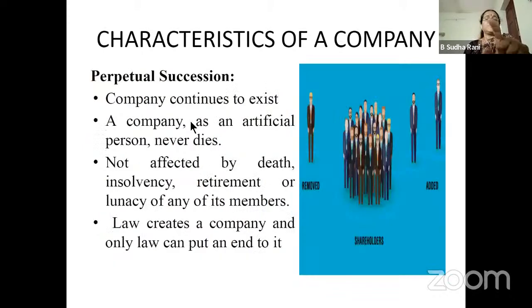The next one is perpetual succession. That means joint stock companies have a continuous existence. The existence of the company will not get affected by the removal of some persons or by the addition of many others. So members may come and go, but the company continues for a long time. Understood? So that is what perpetual succession means.